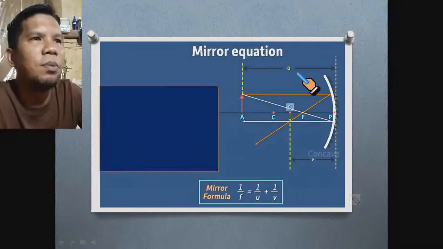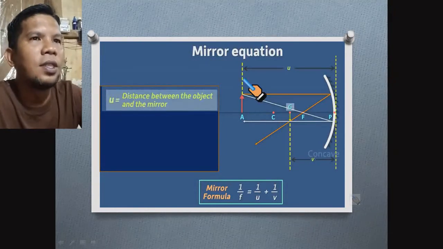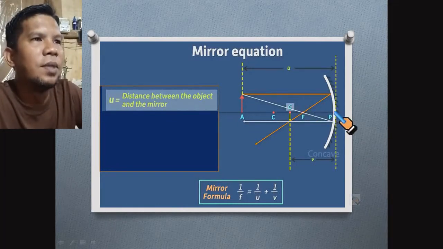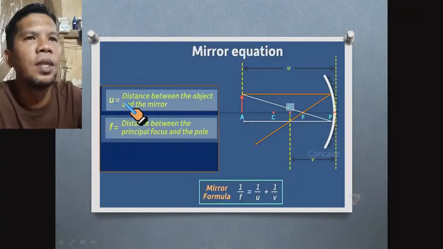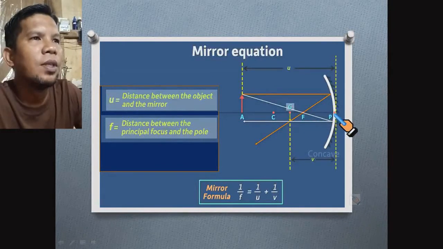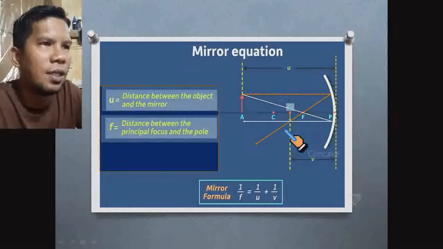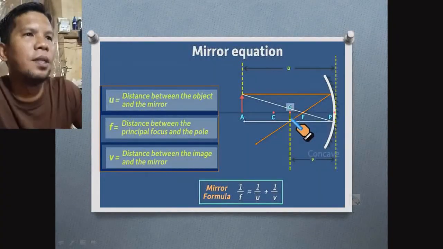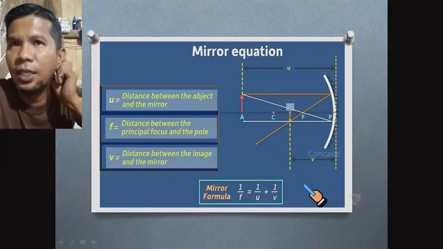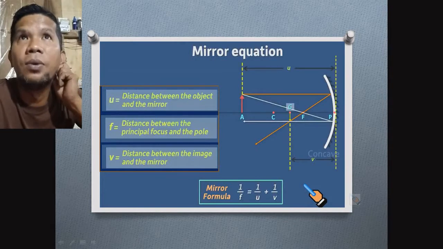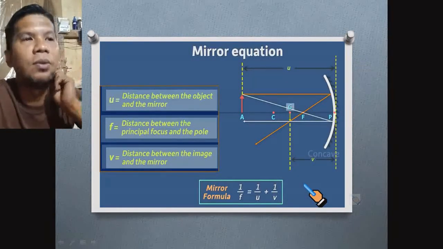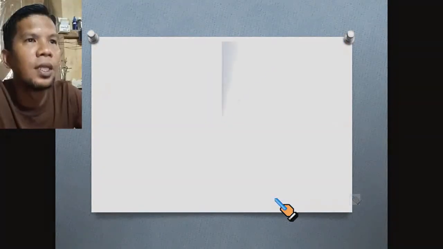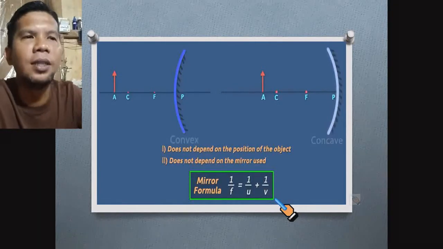Now, U and V. What is U? If you observe this one, U is just the distance between the object and the mirror. So if you identify the distance of the object from the mirror, you will have your U. Our F is the distance between the focus, this one, to the pole. Okay? And our V is, what is this one? This intersection is the image. So it is the distance of the image from the mirror. So, we have F, U, V. In some other books, they use the letters P, Q. So your U is P, and your V is Q. Something like that. Okay. Anyway, it will not change the formula. Only the letters are changing.